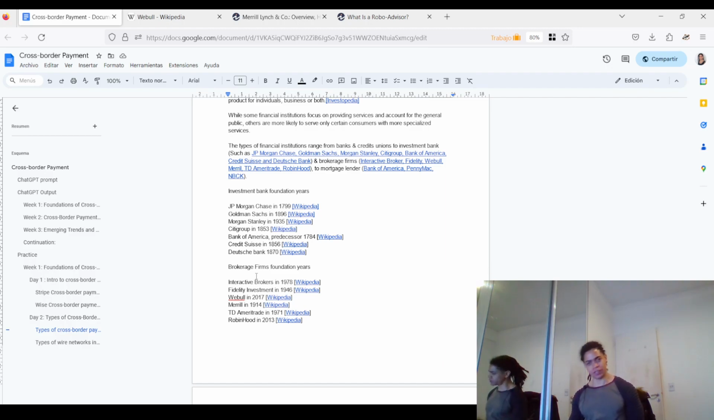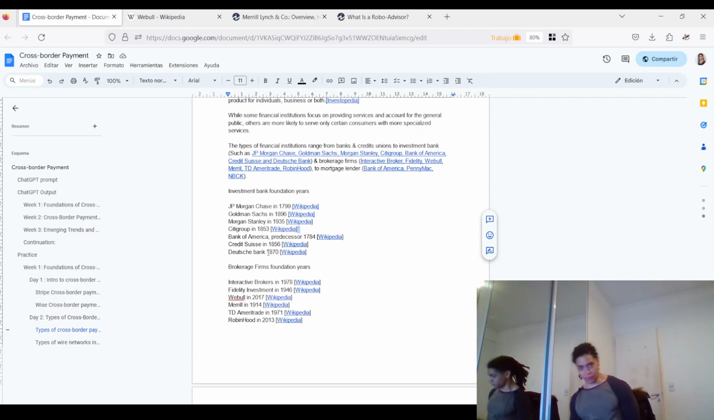JP Morgan Chase, founded in 1799, Goldman Sachs founded in 1896, Morgan Stanley founded in 1935, Citigroup in 1856, Bank of America, or its predecessor, in 1784, Credit Suisse in 1856, whereas Deutsche Bank was founded in the 1870s.